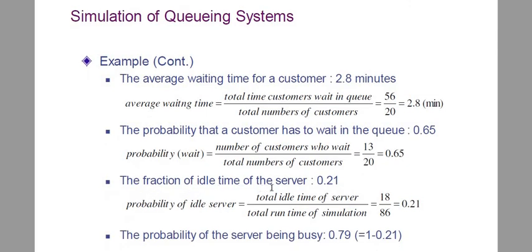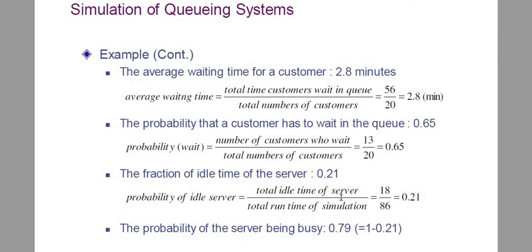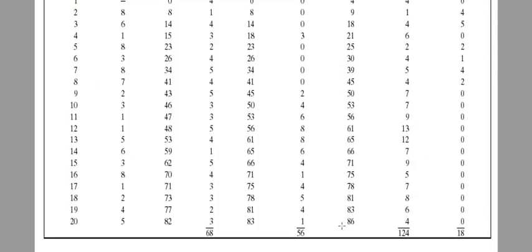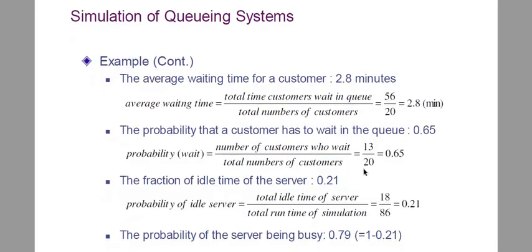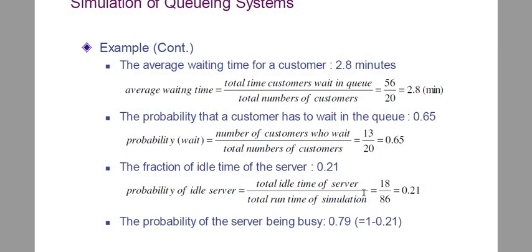And the fraction of idle time of the server is also a probability. We can find out the total idle time of the server. The total idle time was 18, and the runtime of the simulation is 86. So we can find out the probability of the server's idle time.